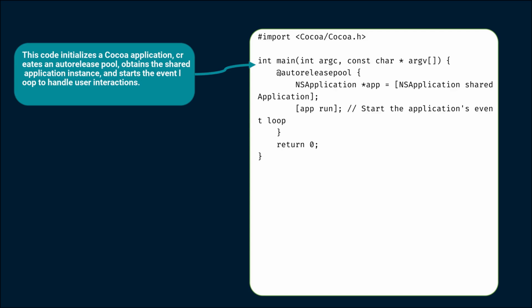Inside the autorelease pool, we obtain a singleton instance of NSApplication, which represents our application. This object is essential as it manages the app's lifecycle and serves as the central point for event handling. Finally, we invoke the run method on the app object, which starts the event loop. This loop continuously processes user inputs, system events, and timers, allowing the application to respond smoothly and efficiently to user interactions while maintaining high performance. Through this straightforward implementation, we leverage the power of macOS's event-driven model.